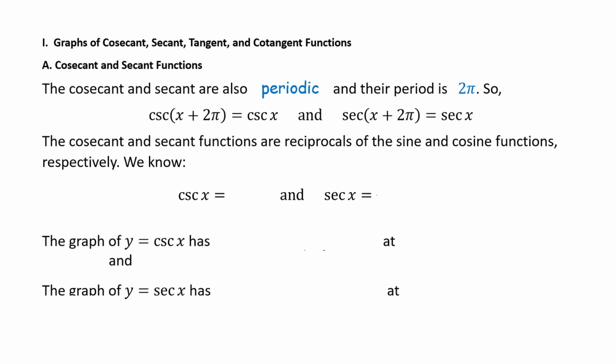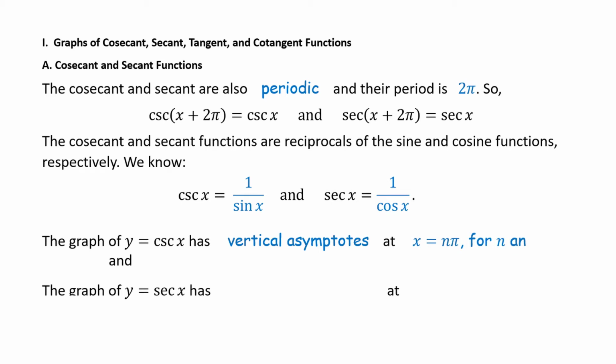The cosecant and secant functions are reciprocals of the sine and cosine functions, respectively. So we know that the cosecant of x is equal to 1 over the sine of x, and the secant of x is equal to 1 over the cosine of x. The graph of y equals cosecant of x has vertical asymptotes at x equals n pi for n an integer. Notice that is where the sine function equals 0, and you cannot have zeros in the denominator.